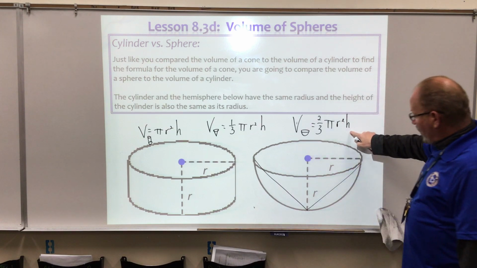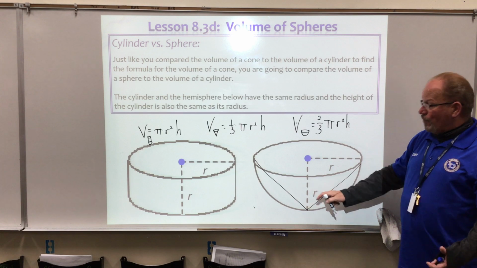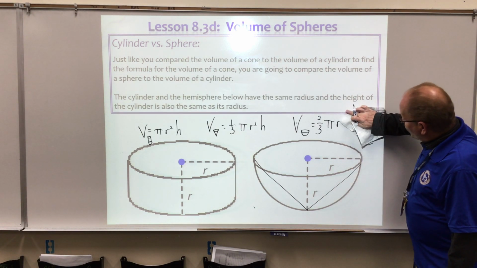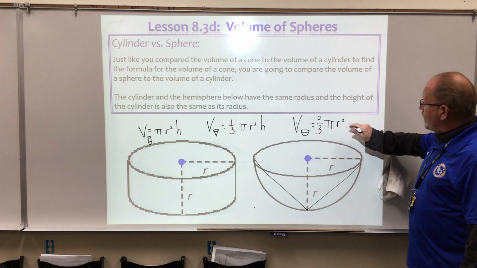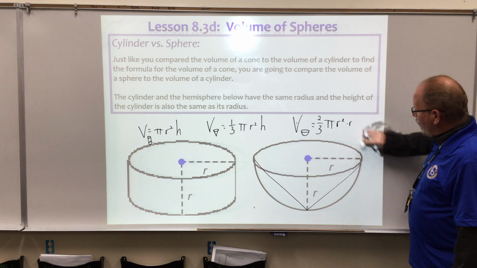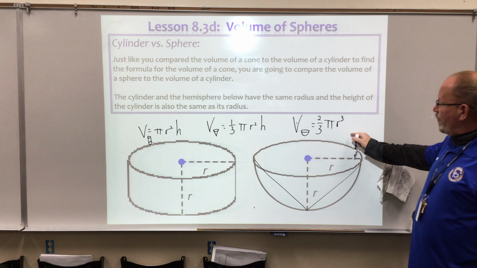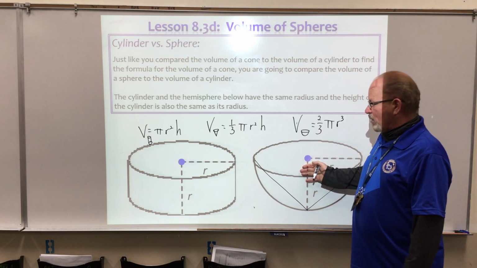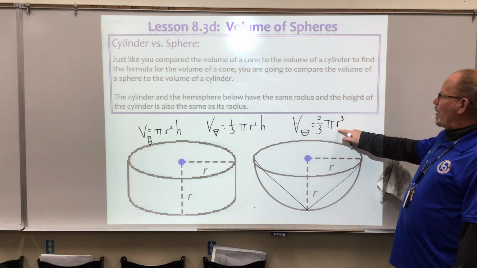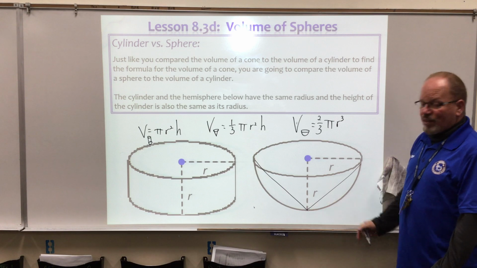But here, h is another r. So instead of pi r squared h, it's pi r squared r, or r squared times r to the first. Everybody said r to the third. And here's the formula for a hemisphere. For a hemisphere, 2/3 pi r to the third. Again, because the height is just another radius.